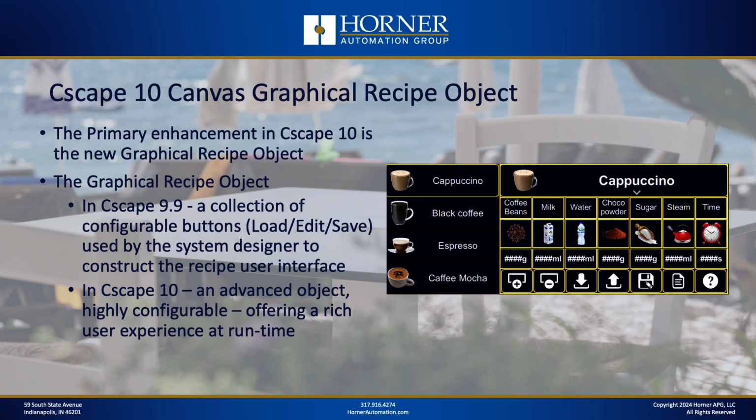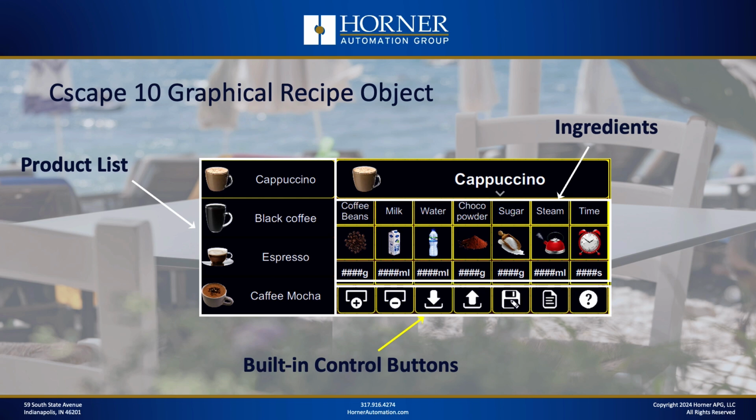The real changes in Canvas from an enhancement standpoint is the recipe object, because now it is an all-encompassing object, which gives the system designer a lot of functionality in a single object that they can configure flexibly for the specific functionality that they want their operator to have in regards to loading, saving, creating recipes, all those sorts of functions. So it has a ton of functionality as compared with the legacy recipe object, and let's dive into the details now.